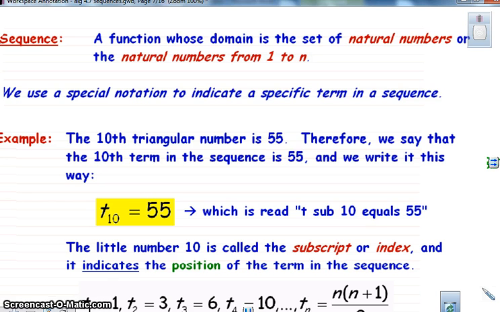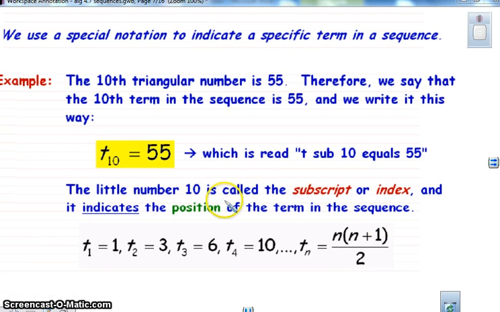In a sequence, one of the things you're going to notice in your notes, and we're just about done for today as we look at this video, is that it's usually the set of natural numbers from 1 to n. We use some really special notation to talk about specific terms. So the 10th triangular number is 55, and we use t sub 10 to give us 55. Therefore, we say the 10th term in the sequence is 55. T sub 10 equals 55. As you are looking at these, the little number 10 is called the subscript or index. It indicates the position of the term in the sequence.